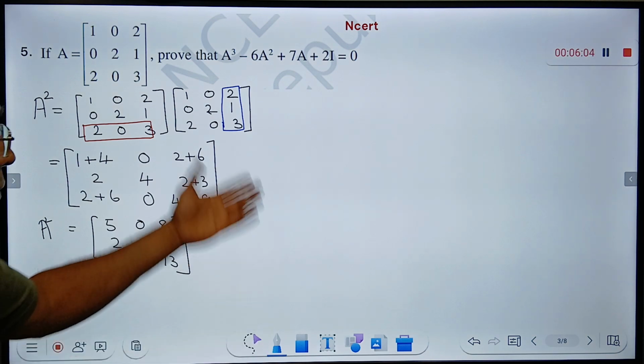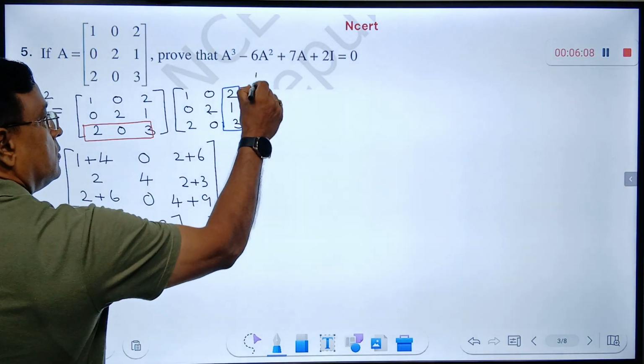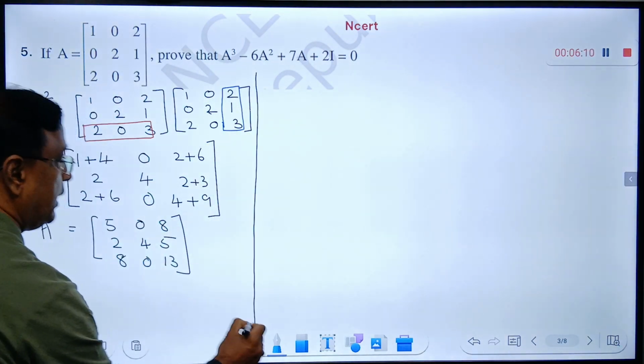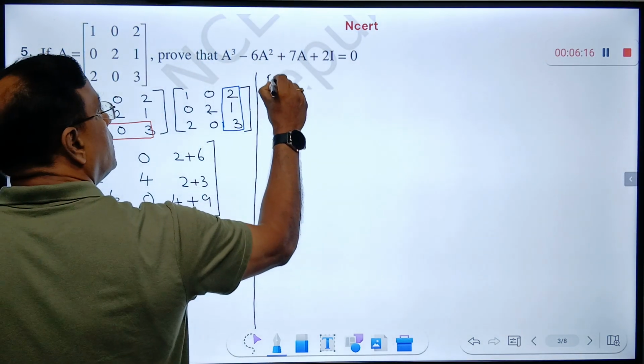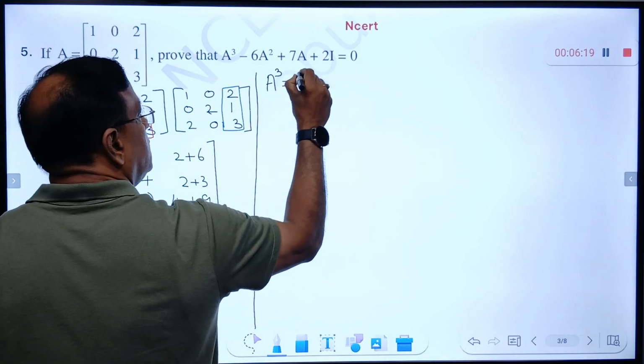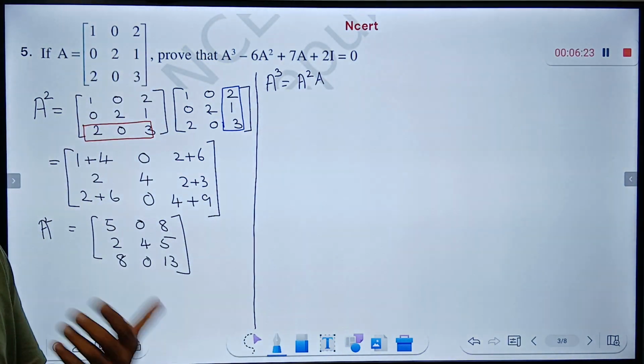If A square is wrong, everything is wrong. All our time will be wasted. So be very careful when you're finding A square. If A square goes wrong, A cube will be wrong. Now what is A cube? A cube is A square into A, or you can write A into A square.